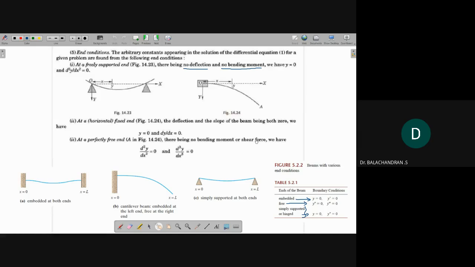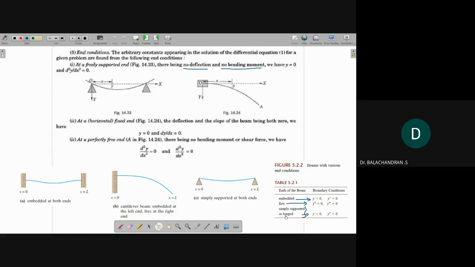Or shear force. The second derivative and third derivative are equal to 0. So in the table it is given, clearly embedded means fixed, horizontally fixed. So y equal to 0, and the first derivative is also 0. If it is free, meaning perfectly free, then the second derivative and third derivative are 0.